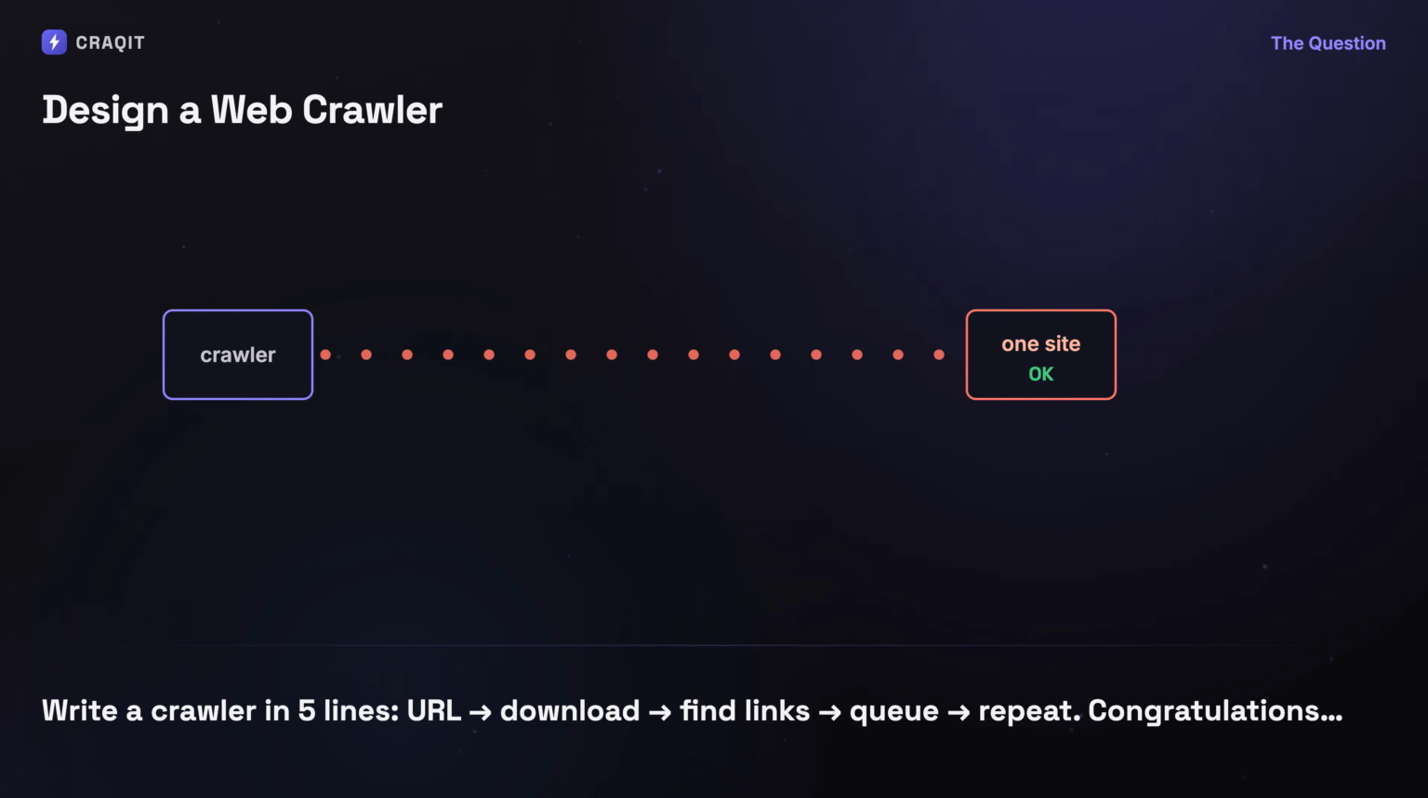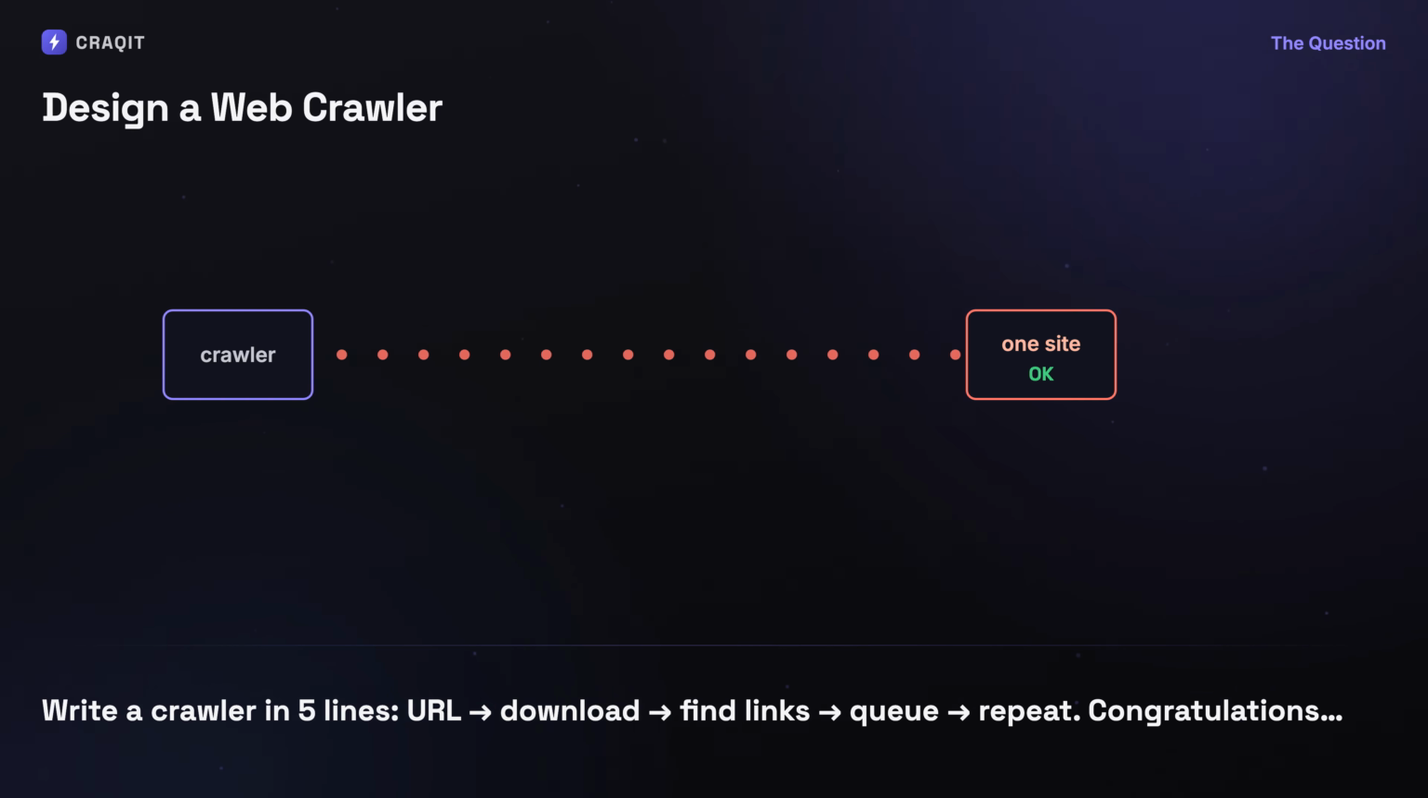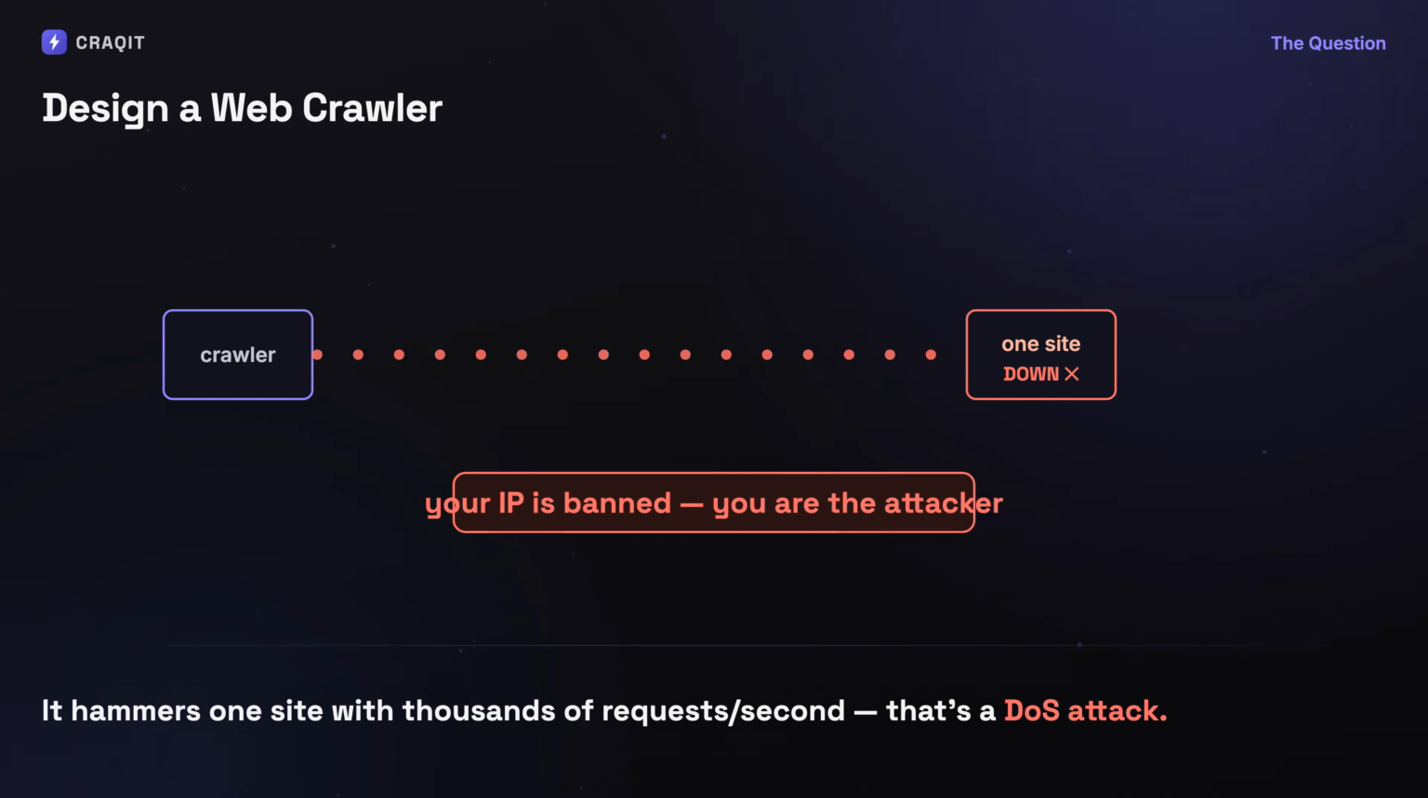Write a web crawler in 5 lines. Take a URL, download the page, find the links, add them to a queue, repeat. Congratulations! You've just built something that will get your company's IP address banned from the internet within an hour.